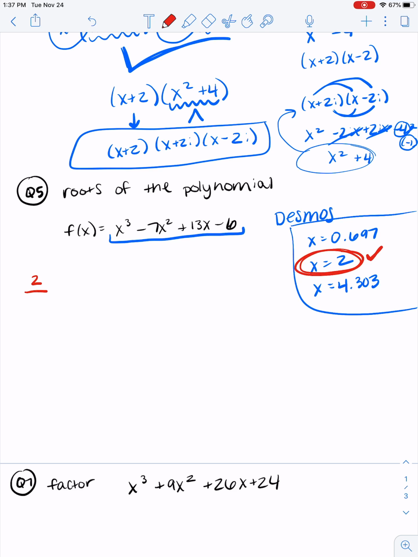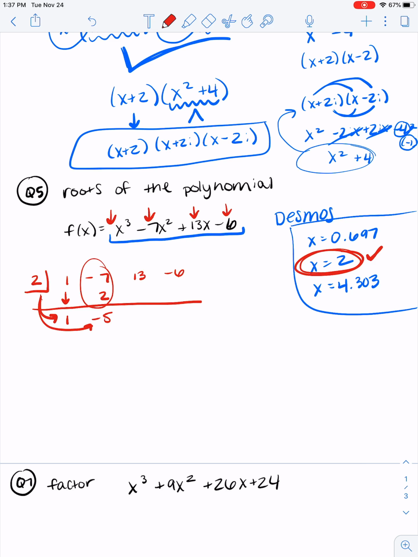So I'm going to take 2 as my root there. I'm going to take the coefficients of my equation here: 1, -7, 13, and -6. And I'm going to do synthetic division, and I'll just walk through this. So I bring down the 1, I multiply 2 times 1 is 2, and add my numbers down, -5. Then I repeat the process.